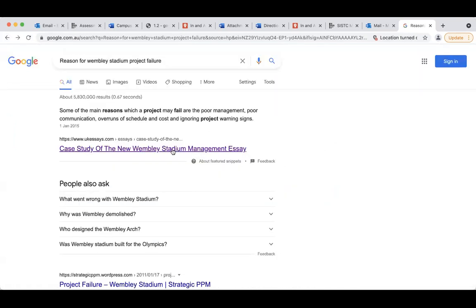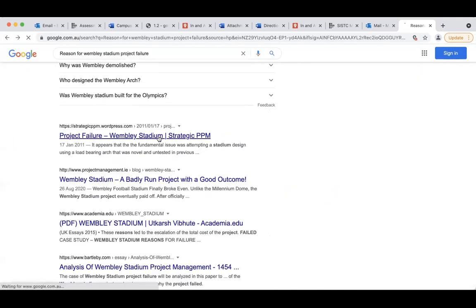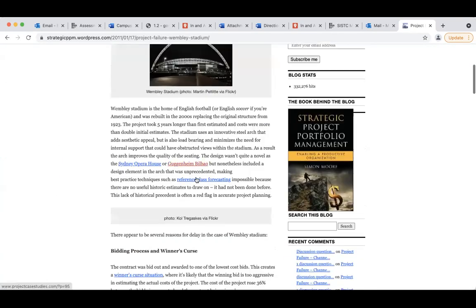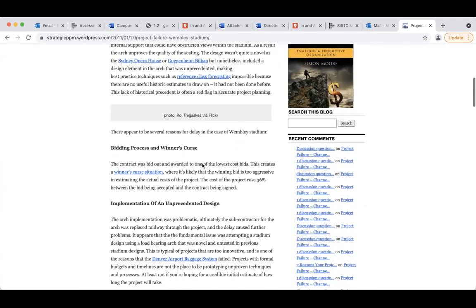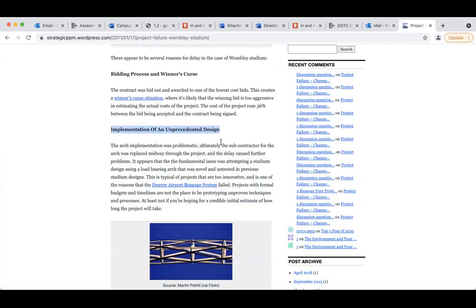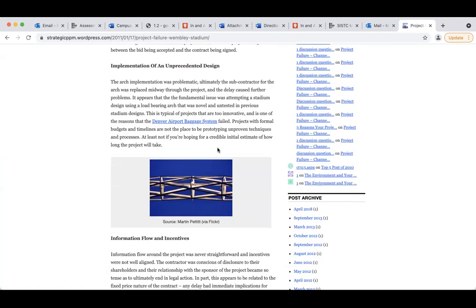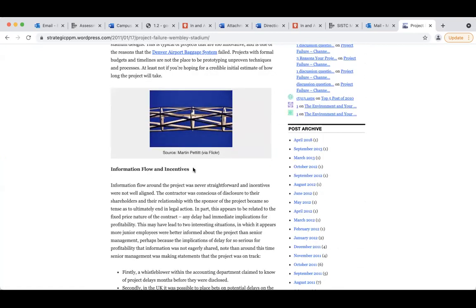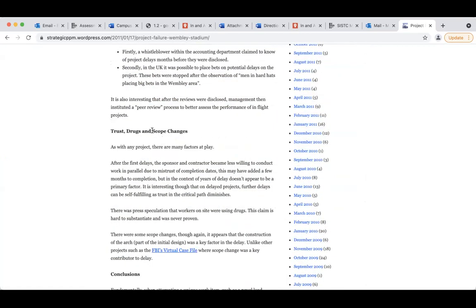Obviously you need to look at the reasons for project failure. There's a lot of information about the project failure. Okay, they were implementing an unprecedented design that hadn't been done previously, so maybe they didn't have the technical ability to get the job done. Information flow and incentive: information flow around the project was never straightforward. That's what you were telling me earlier. They were not sharing information. Trust, and people kept changing the scope, changing the requirements. Now they want this, now they want that. They keep changing their information.